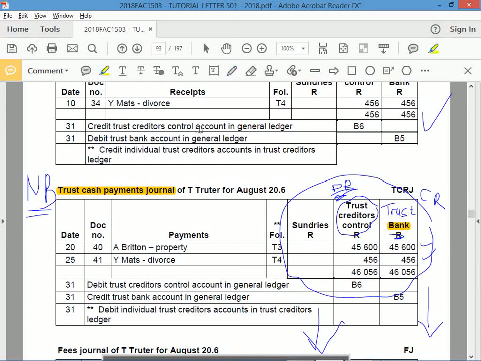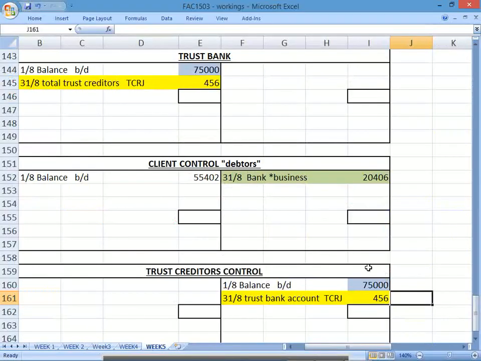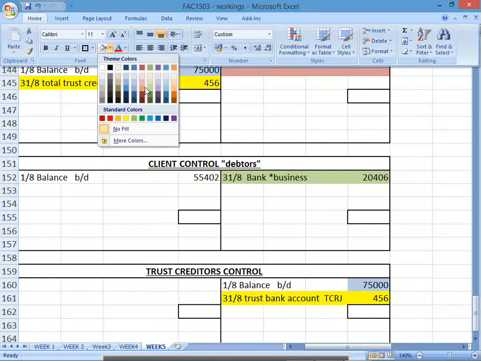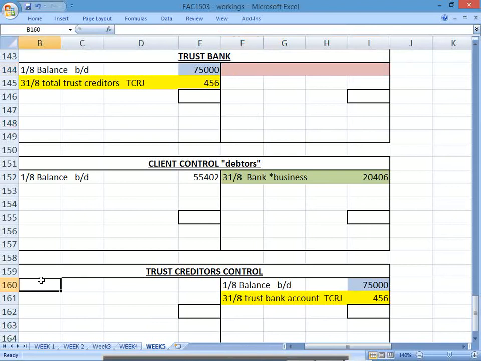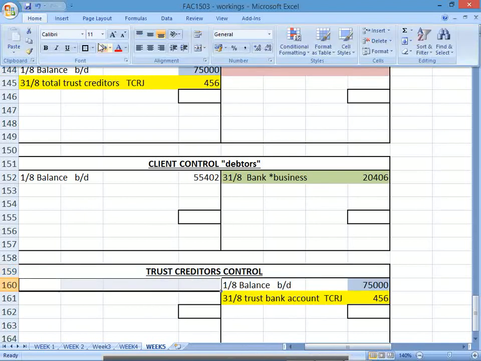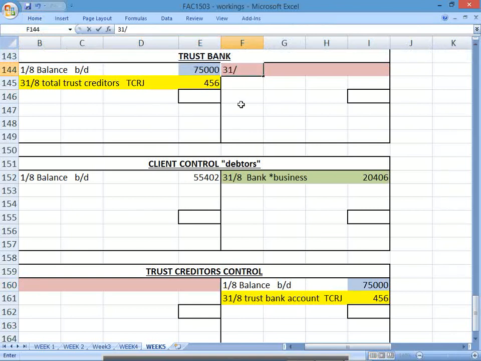So what am I going to post? I'm only going to post those figures, the totals, the 46056. Where is that going to go? It's going to go here. The trust bank account is going to decrease because of the trust cash payments journal. Client payments, client money being used. So 31/8, trust creditors payments. And then this one would have been trust creditors. I just wrote total. We can eliminate that. We can just say trust creditors receipts, because that's actually what it is. That's the receipts. That's the payments.